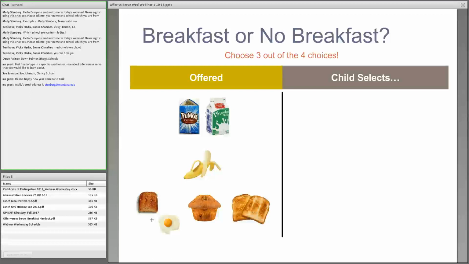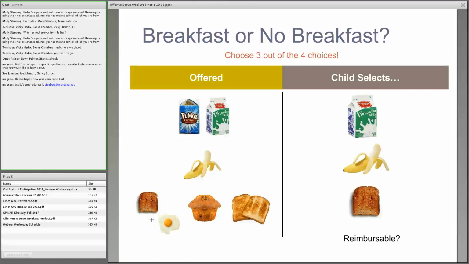So if this is our breakfast that we're offering: a milk, a medium-sized banana, and either toast and an egg, or a student can select between those grains. And this is what the student selects: a milk, the banana, and 1 grain. Is that a reimbursable meal? Have they chosen 3 out of the 4? And does it have a fruit or vegetable?